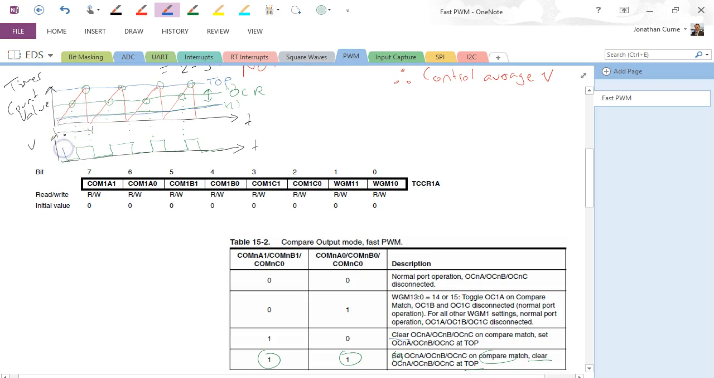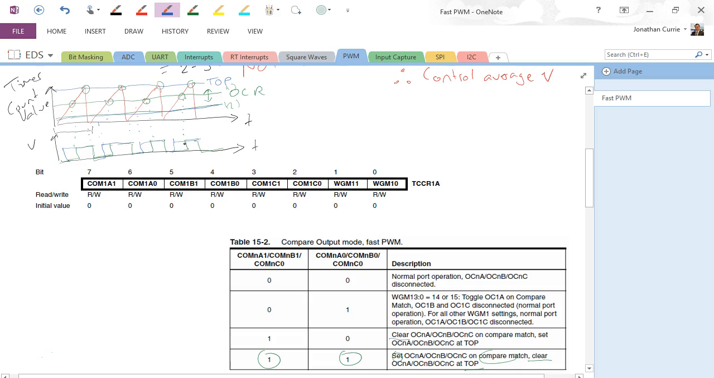Right? You'll see that we would start our pulse much earlier, and therefore the duty cycle would be on for much longer. We would have a higher duty cycle for this corresponding output.